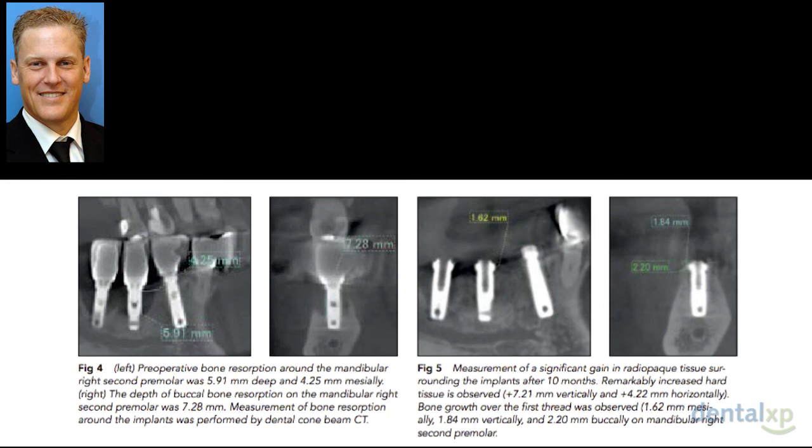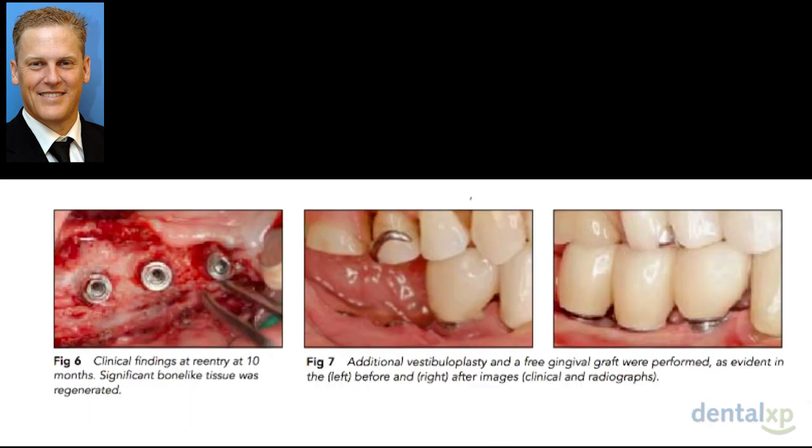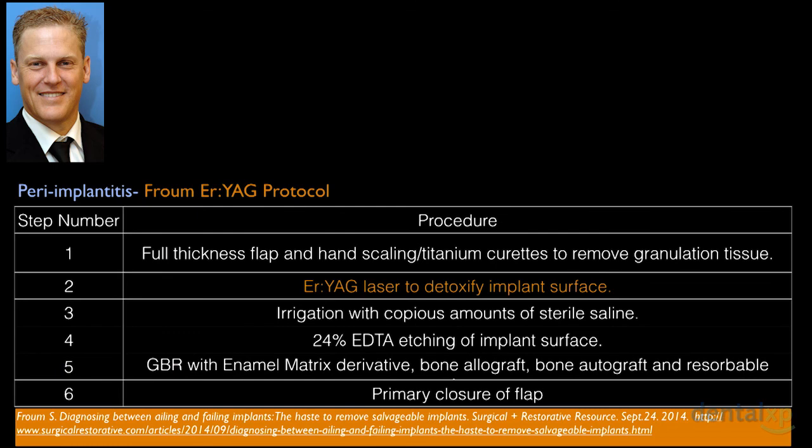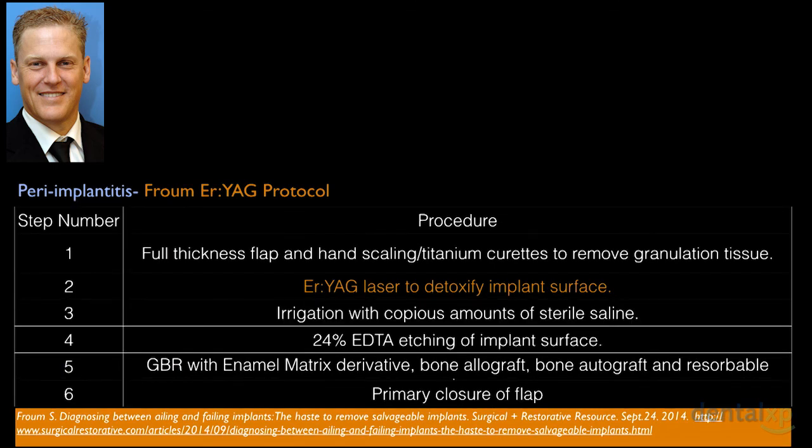And they were able to graft the bone and get 7.21 millimeters of vertical and 4.22 millimeters of horizontal bone graft around this. After 10 months, they went back in, and they found that the clinical findings at reentry was that there was significant bone-like tissue. And when they added a connective tissue graft here, they were able to save this particular case and salvage it at 10 months.